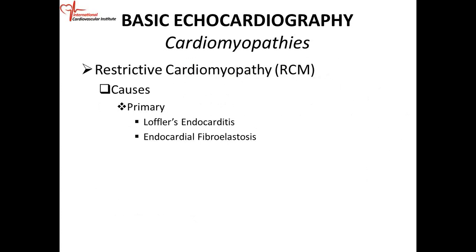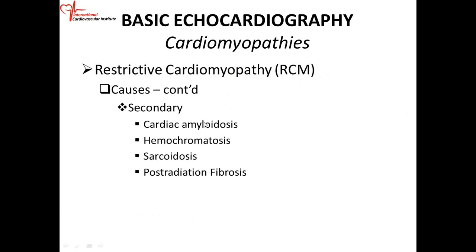It's not really primary because the amyloid is usually somewhere else. It usually starts somewhere else and then infiltrates the heart muscle. But these are some of the primary causes of restrictive cardiomyopathy. That is, it develops in the heart muscle itself, the so-called Loeffler's endocarditis and/or endocardial fibroelastosis. Okay, and then these are the secondary causes. Cardiac amyloidosis, one of the most common causes of restrictive cardiomyopathy.